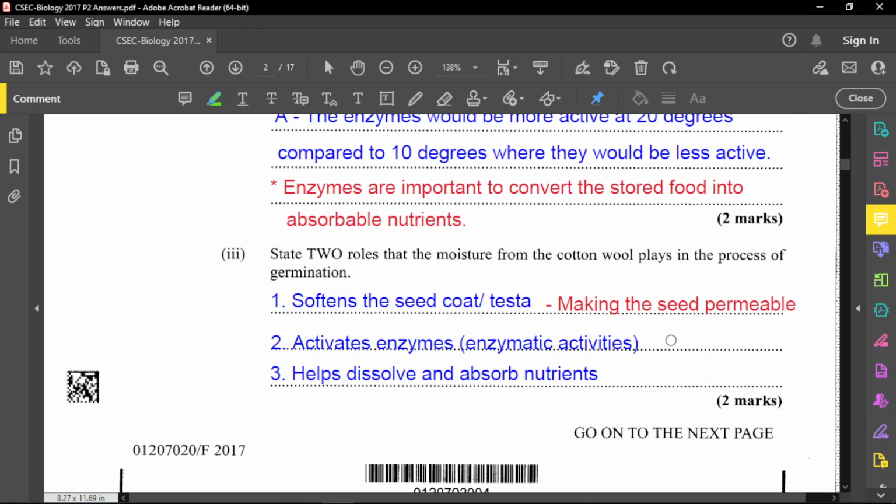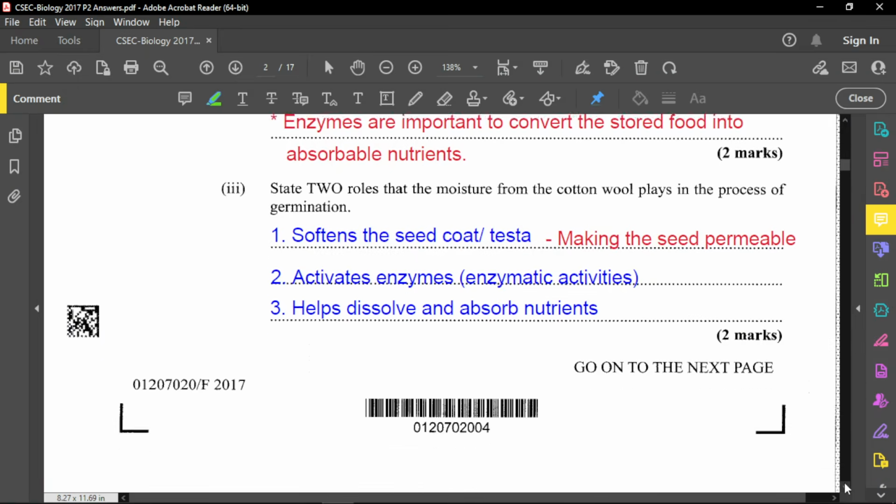And there are a number of activities taking place in the seeds that require enzymes: the growth process, the conversion of stored food into nutrients, and also other chemical reactions as well, such as respiration. A third point, it also helps dissolve and absorb nutrients, because water will help to transport the nutrients into the embryo and also to dissolve the nutrients before they are absorbed. All right, so moisture plays a lot of important roles within a germinating seed.